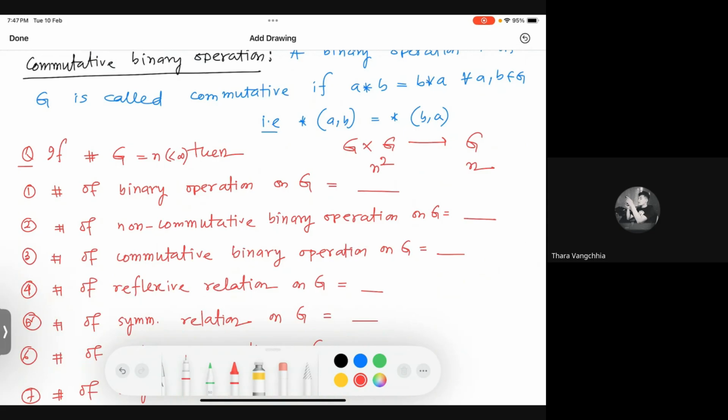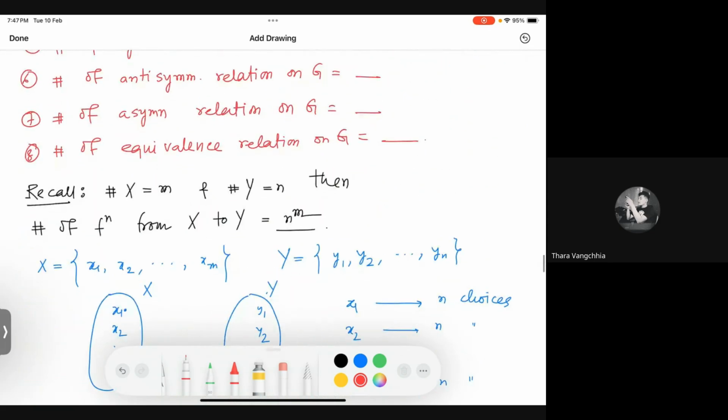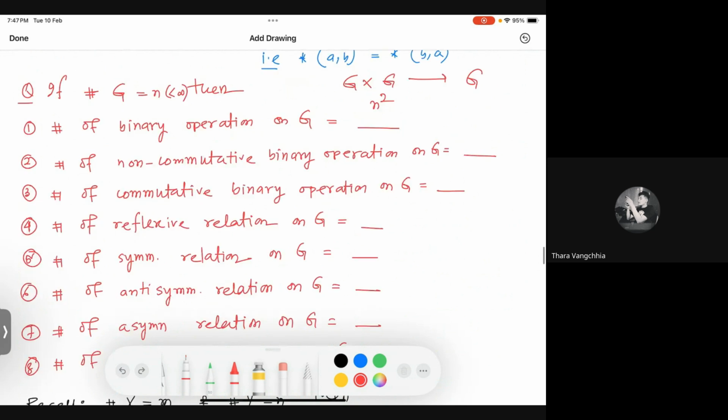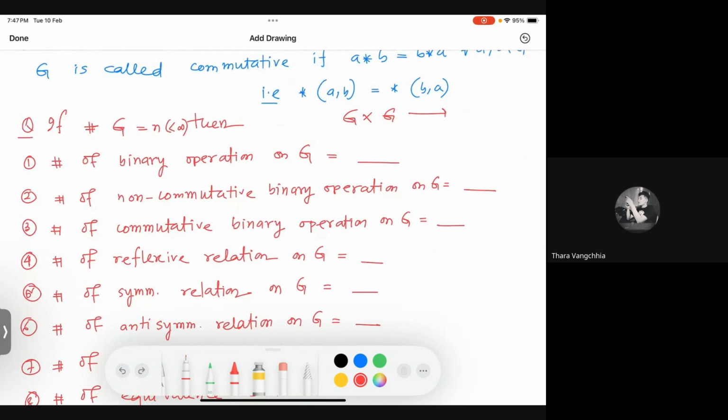So the number of binary operations is the cardinality of the codomain to the power of the cardinality of the domain. It means n to the power n square, right? So the number of binary operations is n to the power n square.